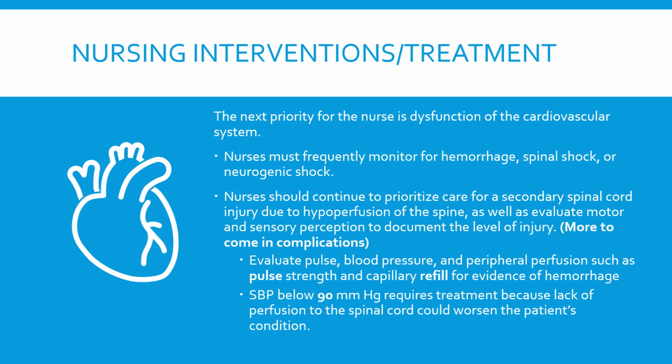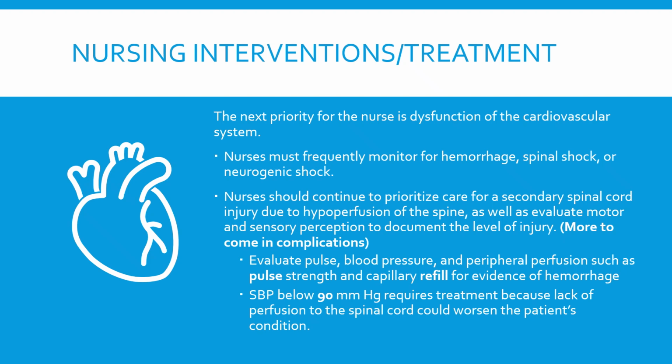The next priority for the nurse is dysfunction of the cardiovascular system. Nurses must frequently monitor for hemorrhage, spinal shock, or neurogenic shock. Nurses should continue to prioritize care for a secondary spinal cord injury due to hypoperfusion of the spine, as well as evaluate motor and sensory perception to document the level of injury.